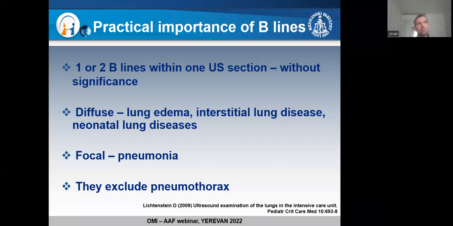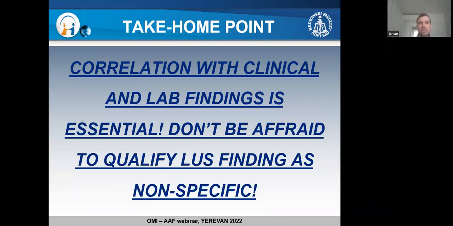So as you can see, B lines are very, very important. But there is a huge but there. A lot of times, and most of the time, they're non-specific. So another take-home point would be correlation with clinical and lab findings is essential when you're performing lung ultrasound. And please don't be afraid to qualify a lung ultrasound finding as non-specific, because sometimes lung ultrasound findings are definitely non-specific.